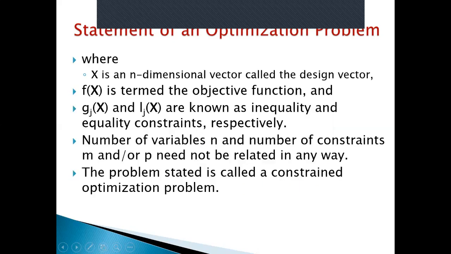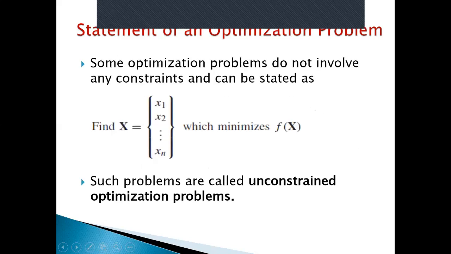Here x is an n-dimensional vector. It is called the design vector. f of x is the objective function. gj of x and lj of x are inequality and equality constraints. The numbers of variables n, m or p are not related in any way. This problem, since it is based on some constraint, is called a constrained optimization problem. For functions where we find x for given x, which minimizes f of x without any constraint, they are called unconstrained optimization problems.